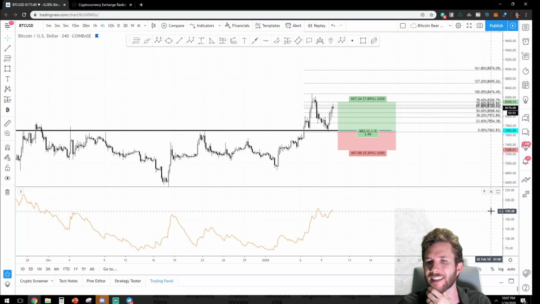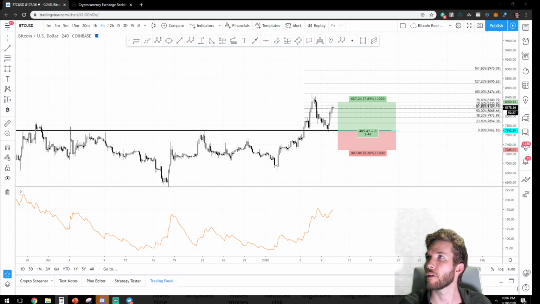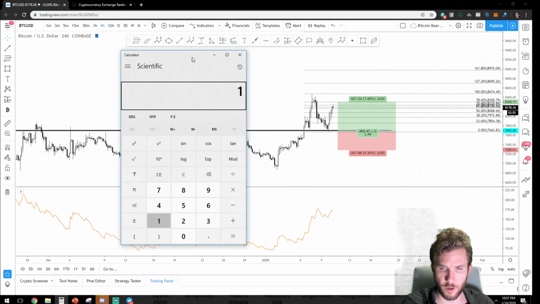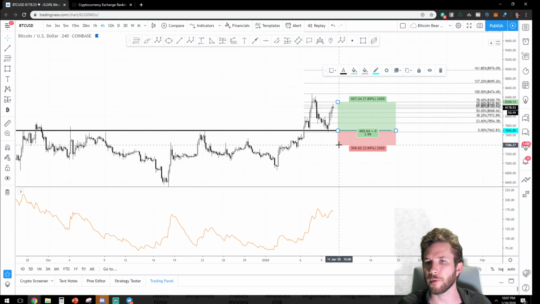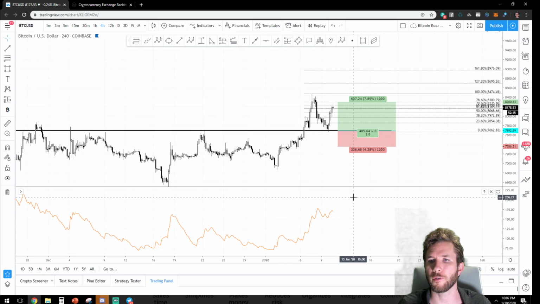Then what we've got to do is take 76.92 and multiply 169 times 2. So we're going to pull out our calculator. 169 times 2, so $338. So then what we want to do is make our stop loss basically $336. So that's going to prevent you from being stop hunted.